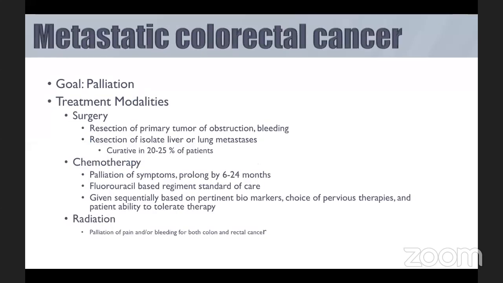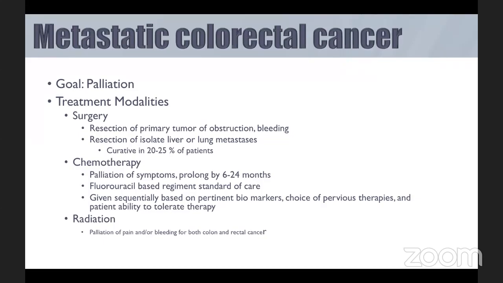So for metastatic colorectal cancer, usually the goal is palliation, and you have treatment modalities. Surgery: usually we use it for the primary tumor if there is any sign of obstruction or bleeding. Although colorectal cancer is one of the unique cancers that you can intervene with curative intent, even in the metastatic setting. If you have isolated metastasis in the liver or lung, you can remove the metastasis from the liver, lung, and the primary tumor, and you can aim for cure. Although the cure rate is 20 to 25%, we still have hope for those patients.